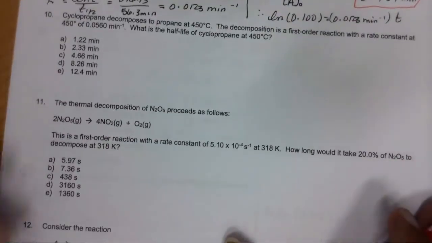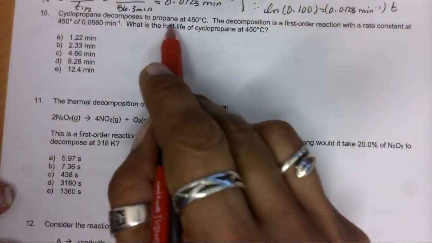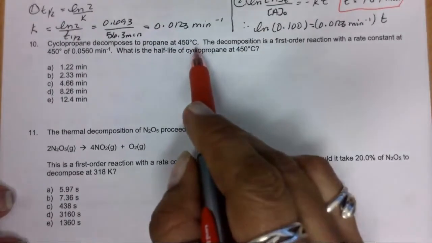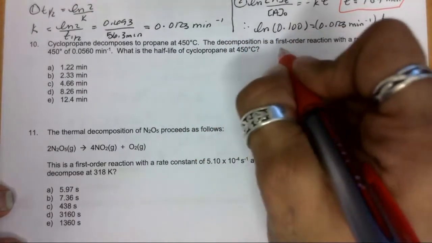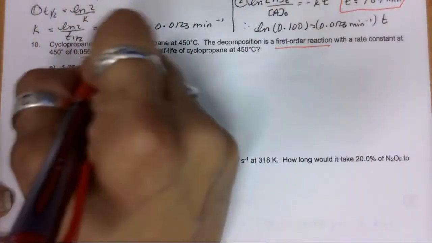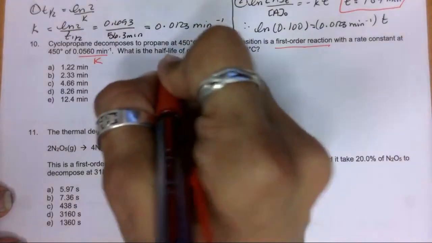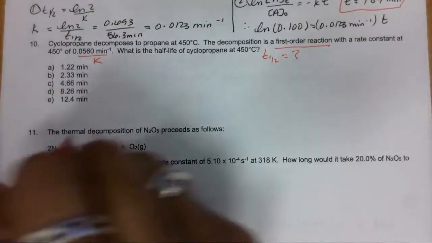All right, number 10. Cyclopropane decomposes to propane at 450 degrees C. The decomposition is first order with a rate constant. So again, we're given k. What is the half-life? It wants to know t sub 1/2 is equal to what of cyclopropane.